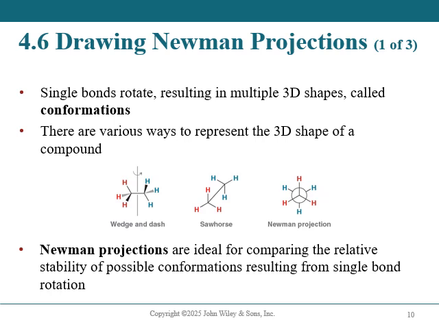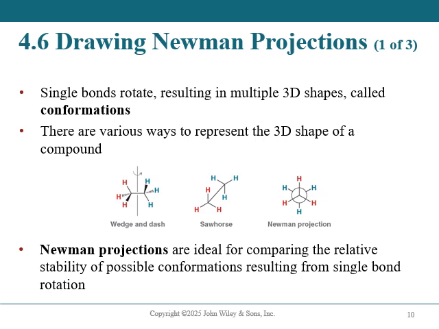There are various ways to represent the three-dimensionality of those shapes in a compound. We have three examples right here. We have the wedge and the dash. This one you're a little bit more familiar with. We've seen them in our previous chapters. We also have the sawhorse conformation. This one is not as common, but you can still see it around. And lastly, the Newman projection. This one we're going to be seeing a lot more of because it tends to be a little bit more summarized, more compact, a little bit more elegant, if you ask me. And it gives you the same, if not more, information than your wedge and dash conformation.